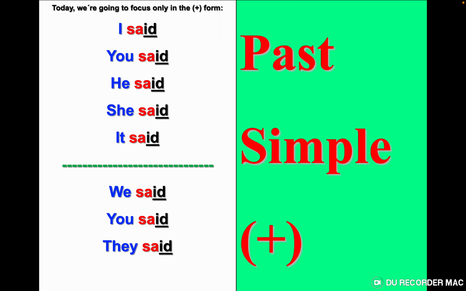When you pronounce it, don't look at the letters. It's written S-A-I-D, but it's pronounced in a different way: said. I said to you. I said, you said, he said, she said, it said, we said, you said, they said.